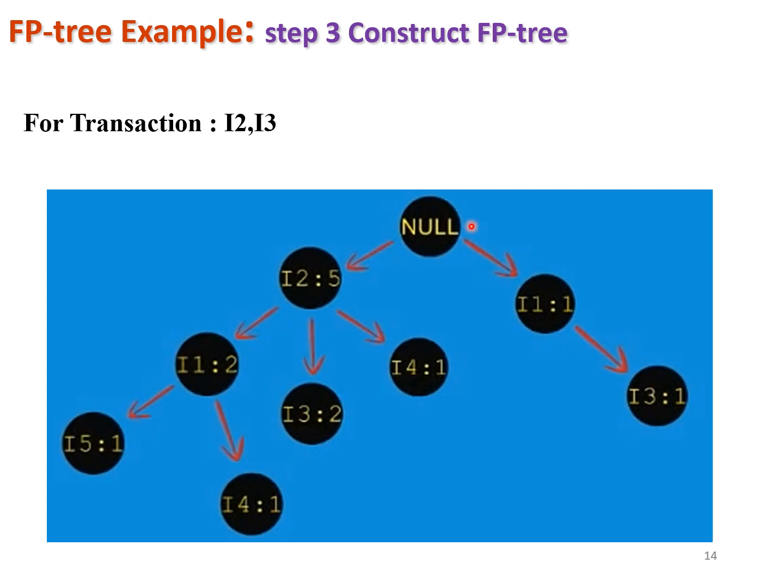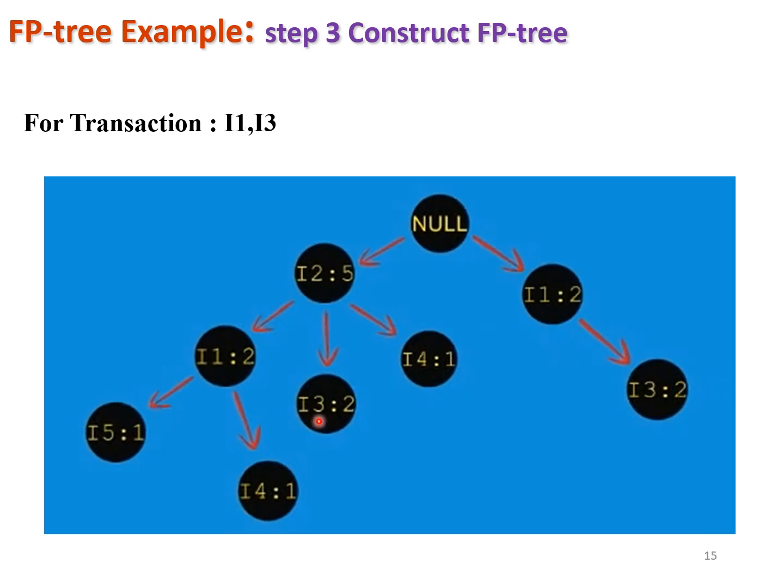This is transaction 6, starting with I2, I3. Null will go to I2, and then it's going to be 5. And I3, it will become 2 because this is the second time that we have the same transaction. I1, I3, it will go here, 2, and I3 also will become 2.